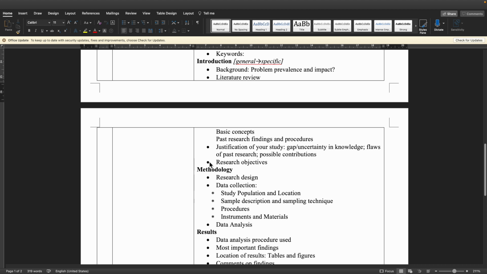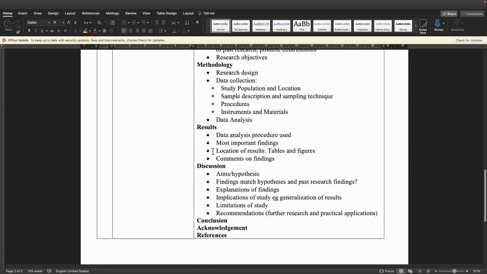Next is justification of the study. Describe the gap and uncertainty in knowledge, flaws of past research, and possible contributions of your research. Define research objectives. In the methodology section, describe research design, data collection, including study population and location, sample description, sampling technique, procedures, instruments and materials, etc. Describe data analysis strategy. In the results, describe the data analysis procedure used, most important findings, locations of results such as tables and figures, and comments on findings.